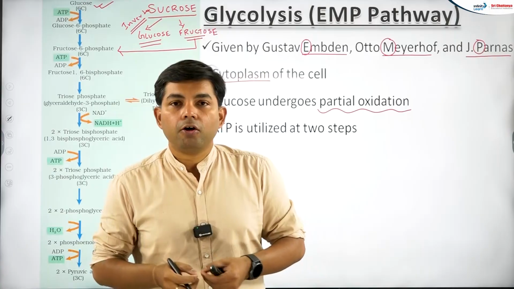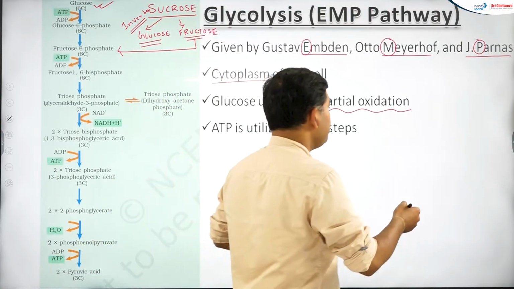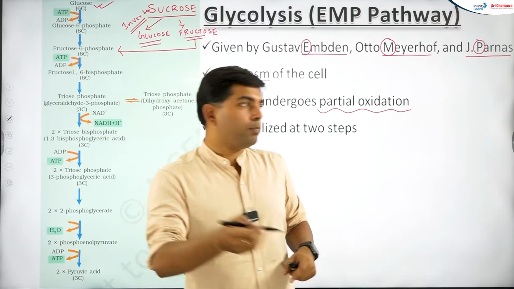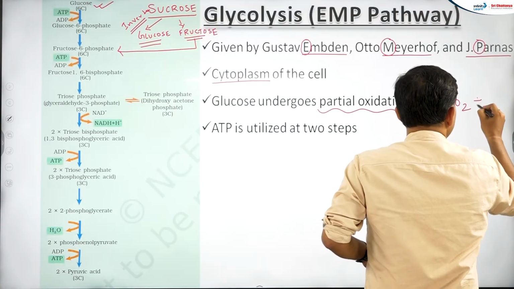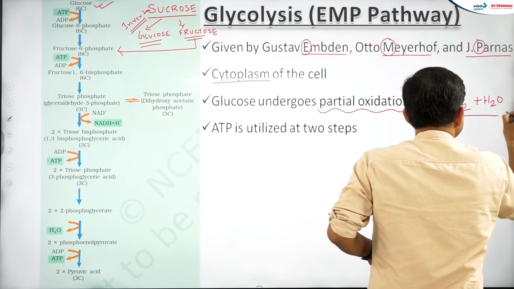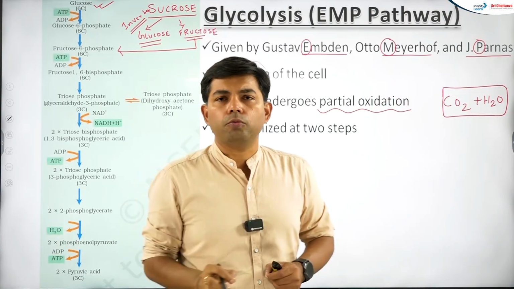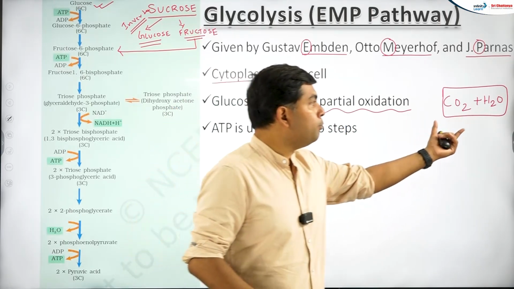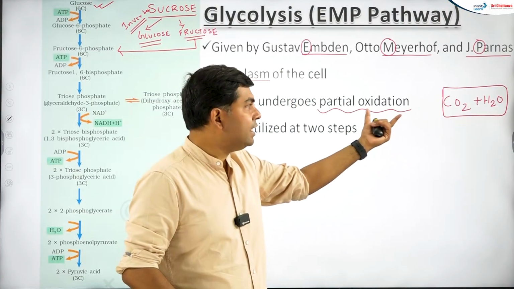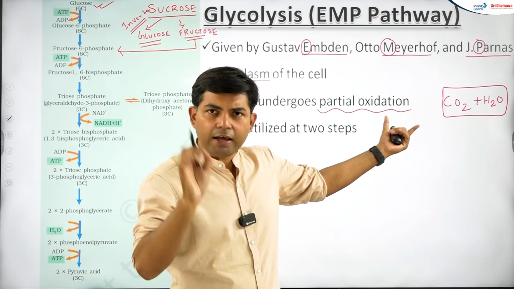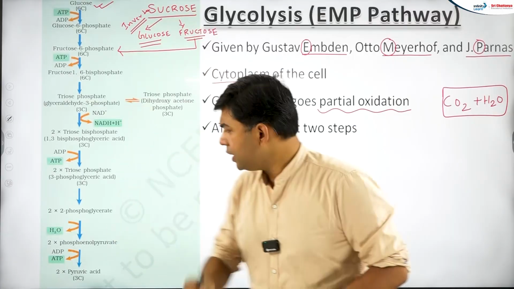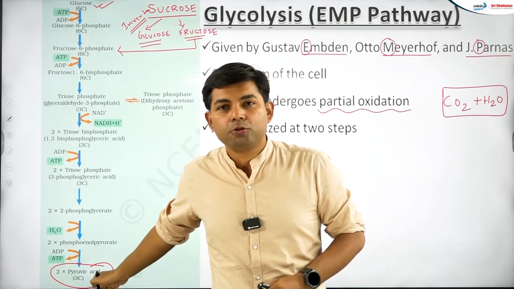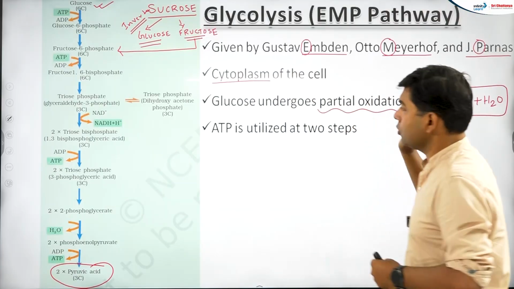If it is a partial oxidation, then the product will not be CO2 and H2O. And if it is a complete oxidation, the product will be CO2 and H2O. So wherever you see that the product is only CO2 and H2O and nothing else, then it is complete oxidation. But if there is anything else still left, then it will be a partial oxidation. And you can clearly see the product of glycolysis is pyruvic acid, which is not CO2 and H2O. So that is a partial oxidation.